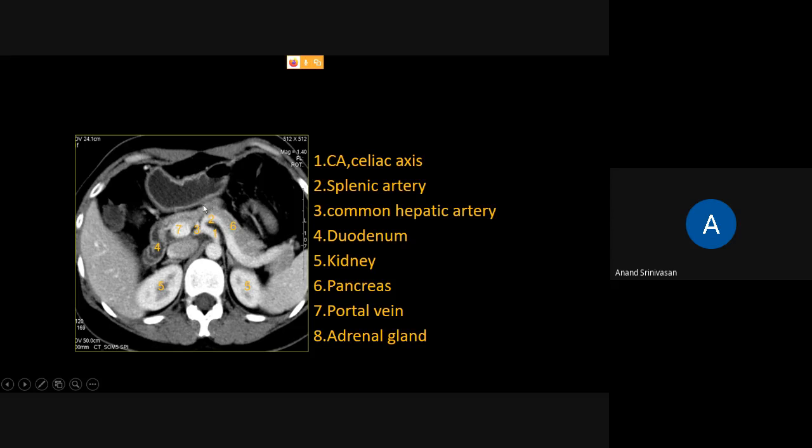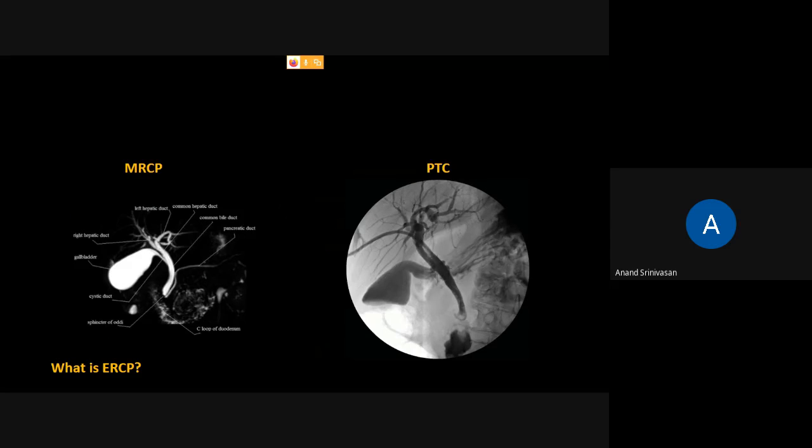This is the duodenum. The common hepatic artery, the celiac artery. The branches from the celiac artery: the splenic artery which goes towards the spleen, and the common hepatic artery. So these are the different parts of the CT scan.